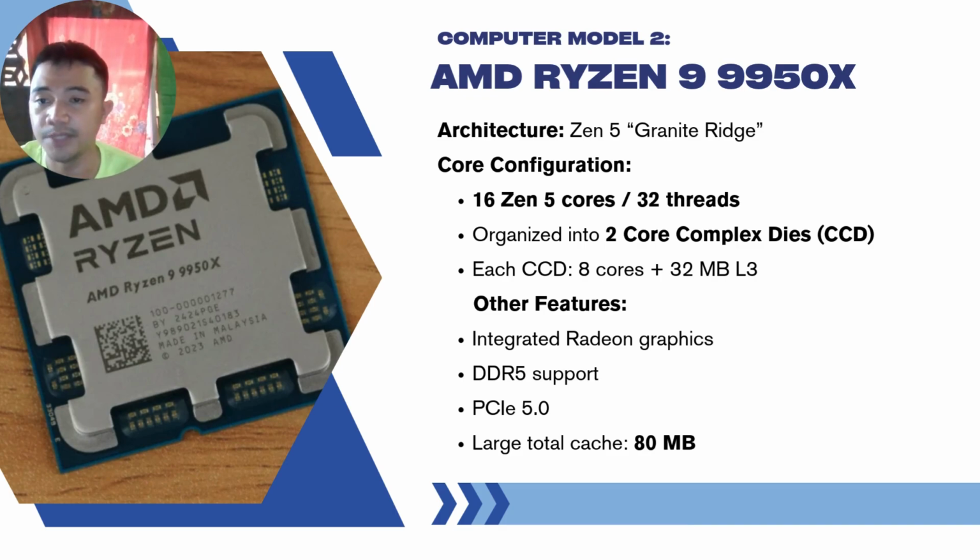The next processor is the AMD Ryzen 9 9950X, part of the Zen 5 Granite Ridge family. Unlike Intel's hybrid design, AMD uses a chiplet-based multi-core architecture. The processor has 16 cores and 32 threads, divided into two core complex dies, or CCDs. Each CCD contains 8 Zen 5 cores and 32 megabytes of shared level 3 cache. These CCDs communicate with an I/O die which contains the memory controllers, PCIe lanes, and integrated graphics. This setup improves scalability, heat distribution, and overall efficiency.